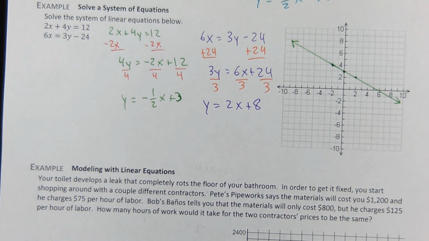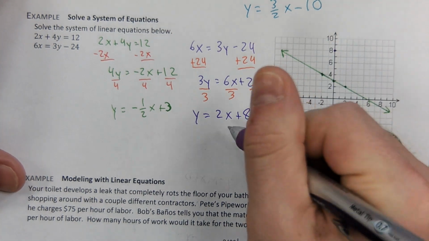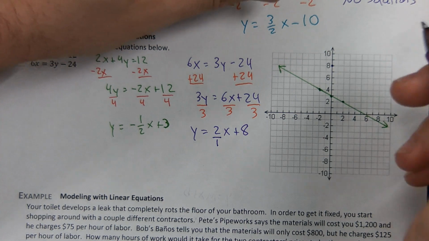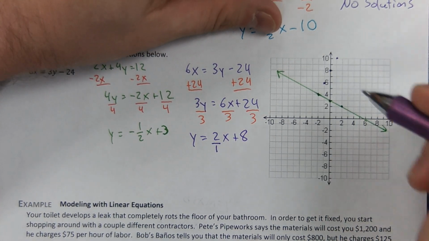Purple line, y-intercept of 8. Slope is a whole number, but we know that the interpretation is over 1. So I can go up 2, right 1, or I could go down 2, left 1. It's not going to make a difference.